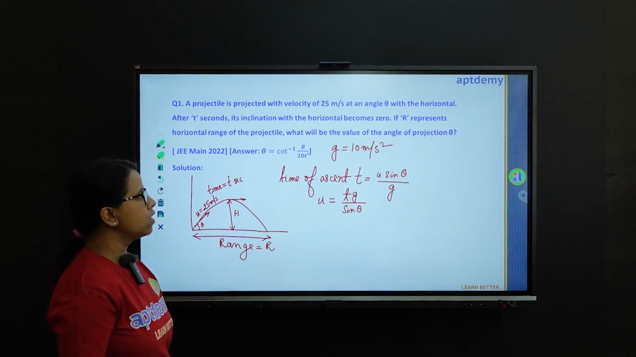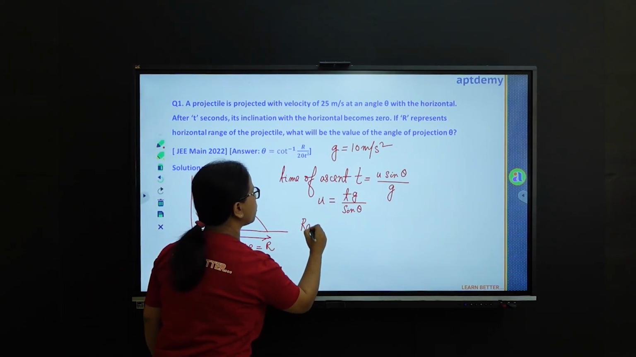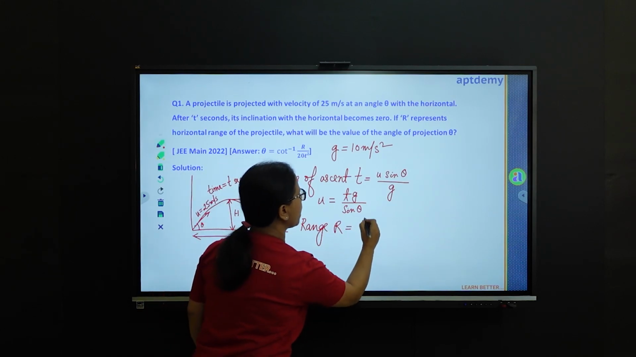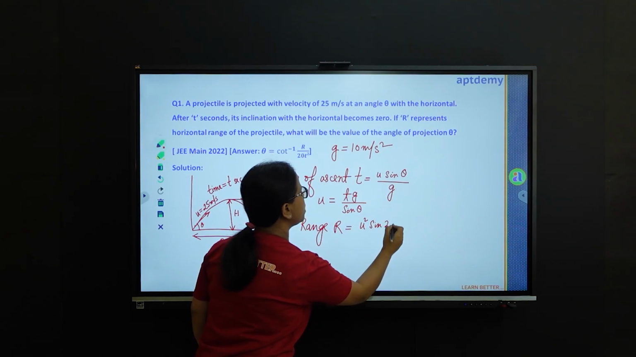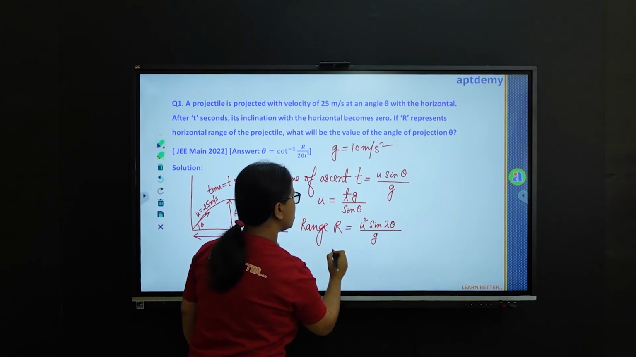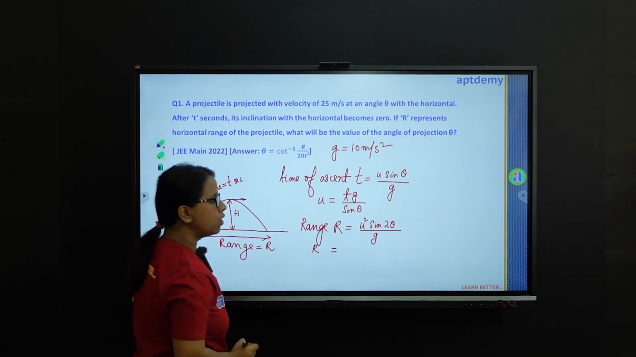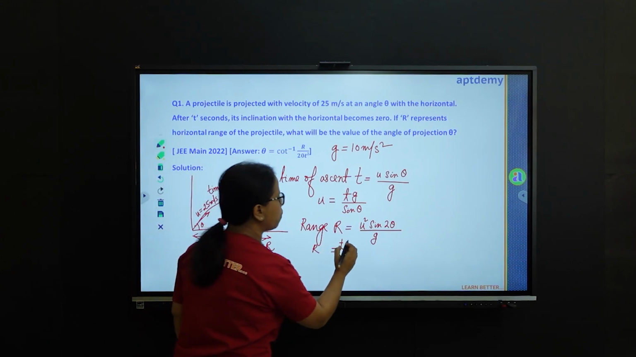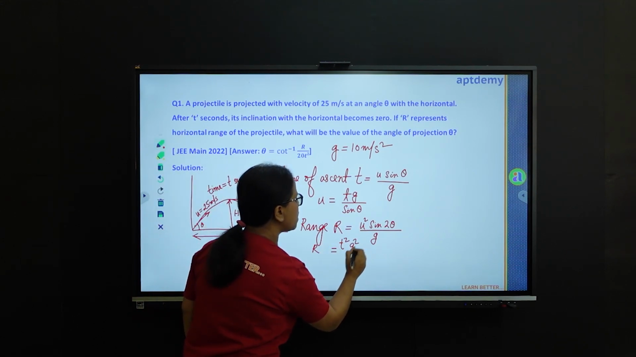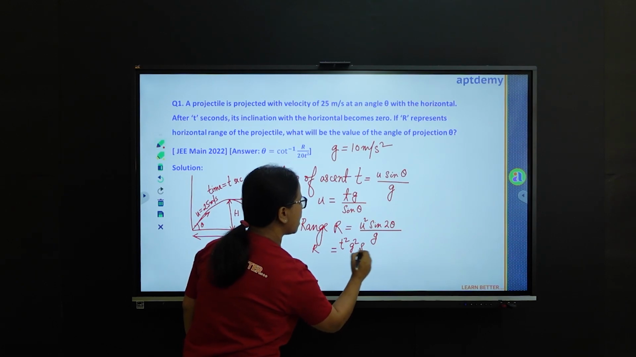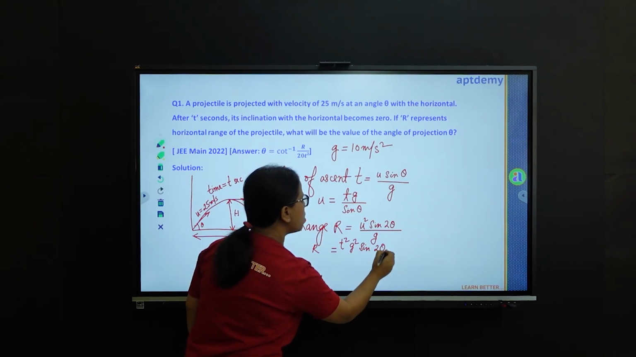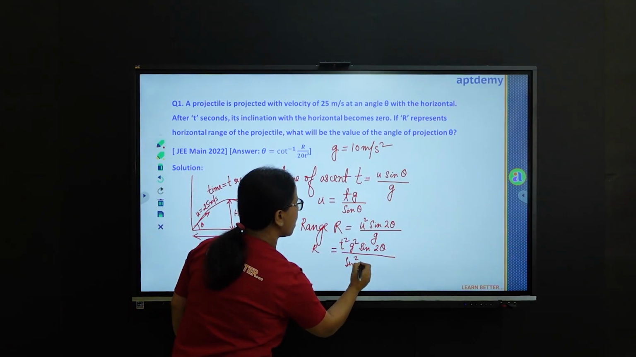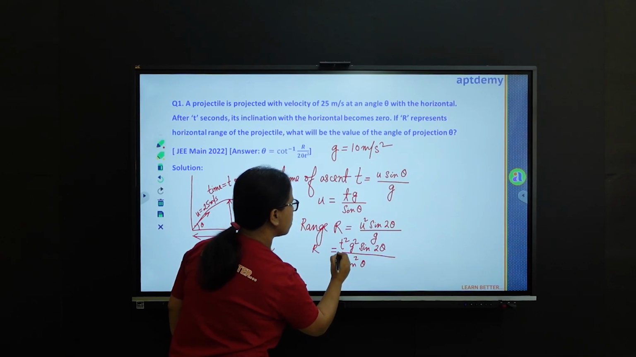Now for the second part, the range capital R, the formula for the range is equal to u square sine 2 theta by g. So let's substitute the value of u. We have u as t g by sine theta, but it's u square. So we'll have this as t square g square sine 2 theta by sine square theta and a g with it.